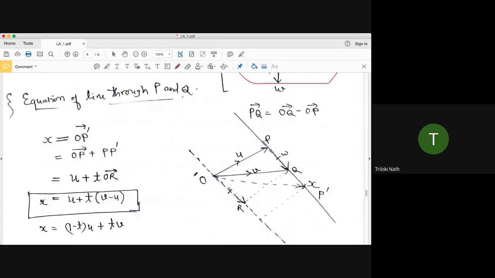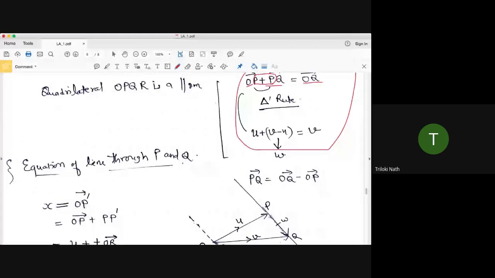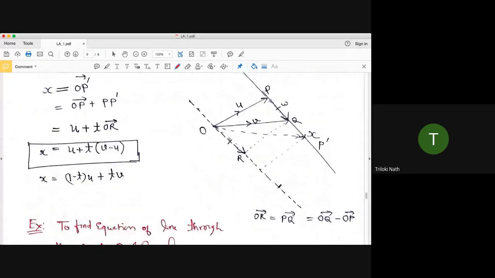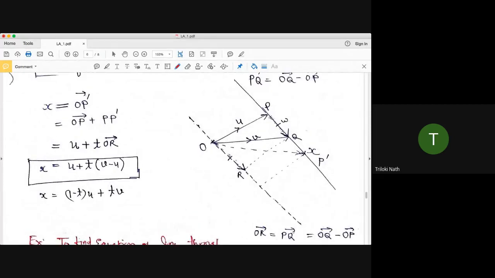What was our problem? Our problem was to find the equation of line through P and Q. Okay, so now let us draw again a picture. So suppose this is the point O, origin, P is the point here, Q is the point here, whose position vectors are U and V. We have to find the equation of this line. What is the equation of this line? So for this, we have chosen a point P dash, whose position vector is say X. That is, the vector OP dash is X.